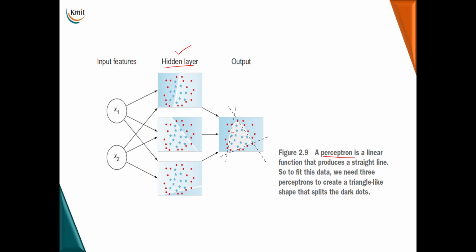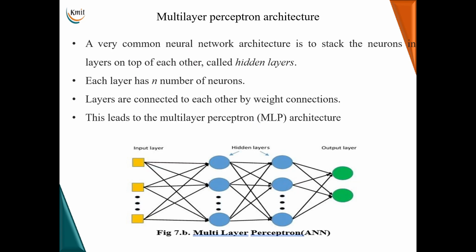Next, let us look into the multi-layer perceptron architecture. You can see here that it has 3 parts: input layer, hidden layer with n number of neurons stacked one over the other, and the third part is the output layer. A very common neural network architecture is to stack the neurons in the layers on top of each other called as hidden layers. Each layer has n number of neurons. Layers are connected to each other by weight. So I have weights corresponding to each input node. This leads to multi-layer perceptron architecture. So I have n number of layers with n number of neurons stacked one over the other.